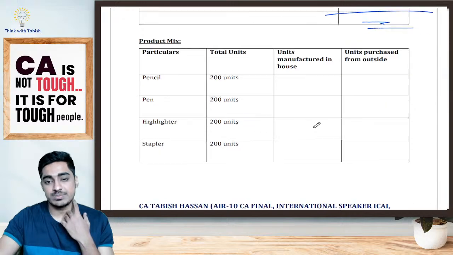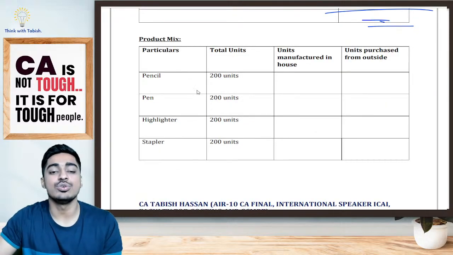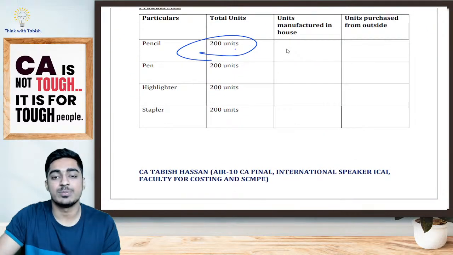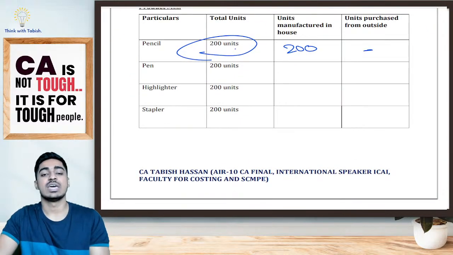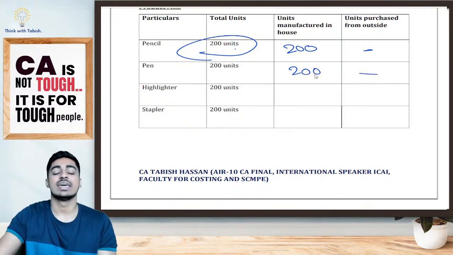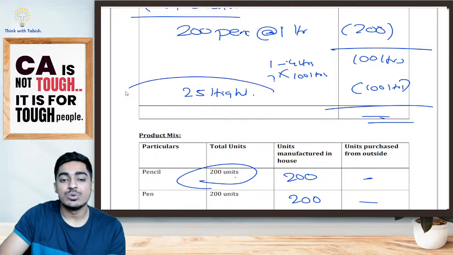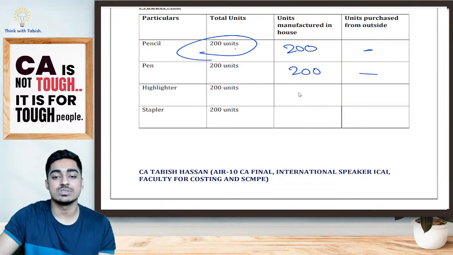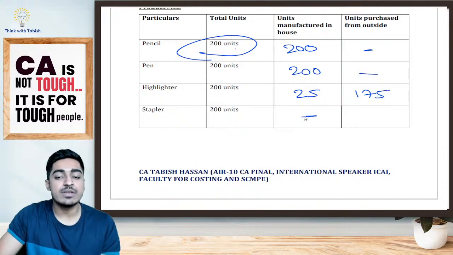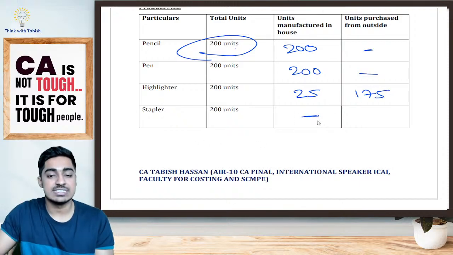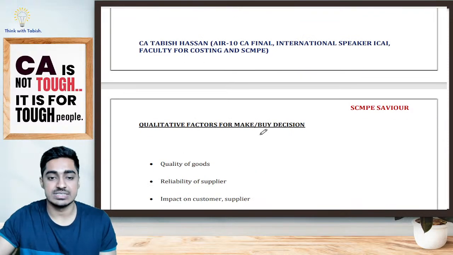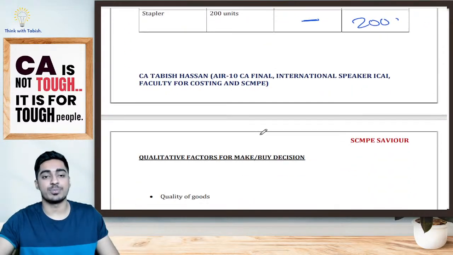So now, what is the product mix, students? Pencil, 200 units is required. What decision have we taken? Complete 200 pencils will be produced in-house. We will not get it from outside. Pen also 200 units is required. Pen will be produced in-house, not bought from outside. Highlighter, 200 units is required. 25 highlighter, we can produce in-house. But for the balance 175 highlighter, we should get it from outside. And stapler, we said it is better to buy it from outside because it is cheaper. Complete 200 stapler, we'll buy it from outside. Is it clear, students? Yes, this is how we do the product mix.